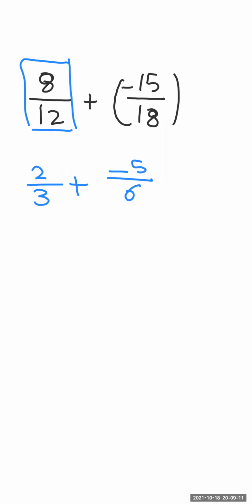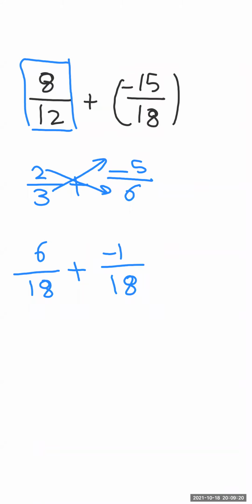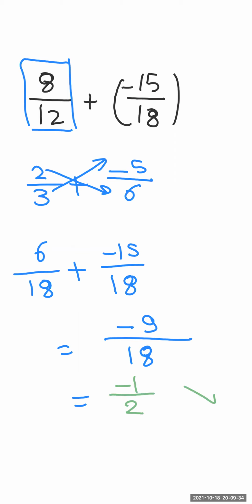Now the two denominators, 18. And this one, 6. And this one, negative 15. 6 plus negative 15 is negative 9 over 18. Simplify the number, divide the two numbers by 9. Negative 1 over 2. Don't forget the sign. Negative 1 over 2. Finished.